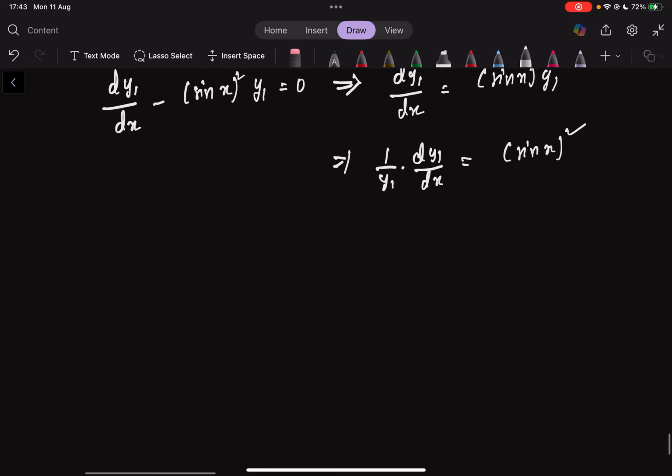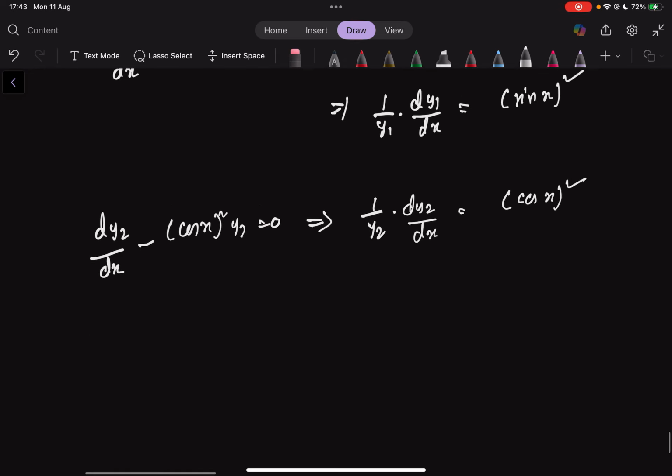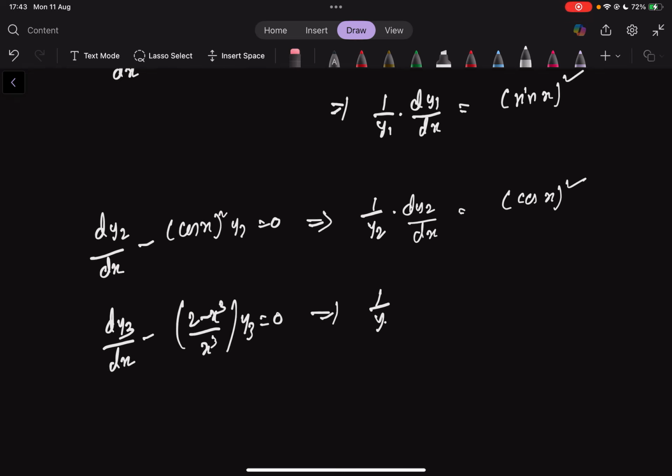In the same way, I can also write the other two equations. I have dy2/dx minus (cos x)² y2 equals 0. That implies (1/y2) dy2/dx is (cos x)². And we have dy3/dx minus 2/x³ y3 equals 0. That implies (1/y3) dy3/dx will just be (2 minus x³)/x³.